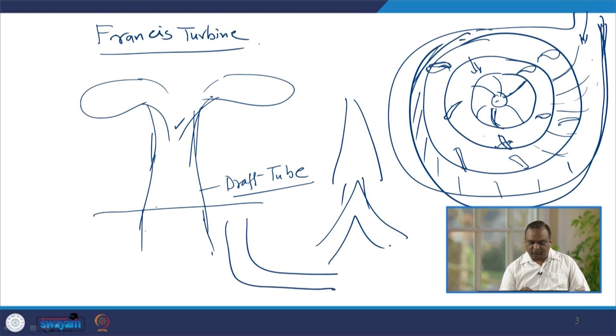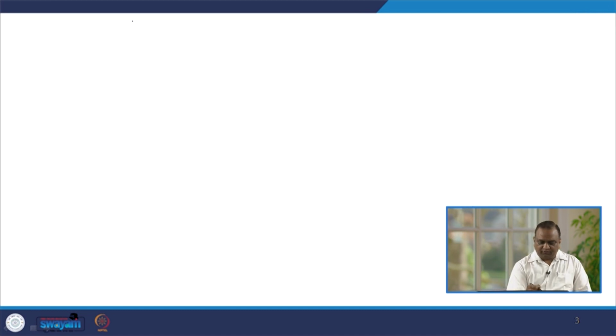It does not have to be cylindrical in cross section; it can be parabolic, or elliptical, or even square in cross section. But the draft tube is almost an integral part of a Francis turbine, because without a draft tube a lot of energy will go wasted. Now, we will switch to the performance of the Francis turbine.